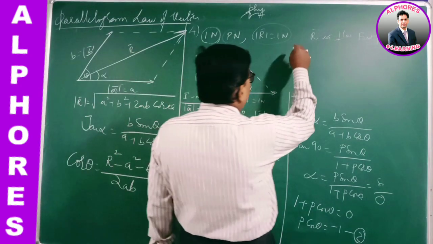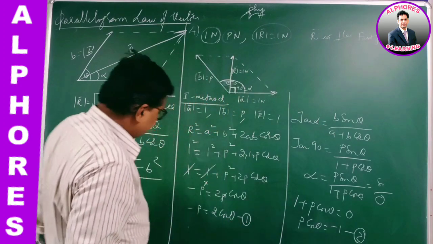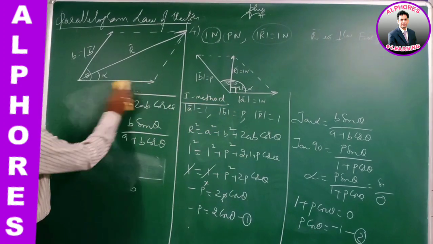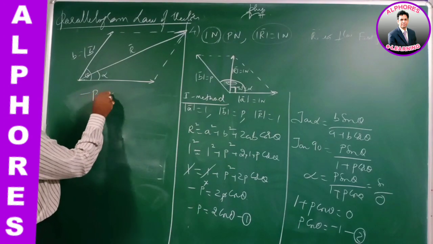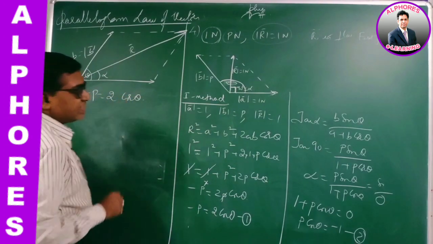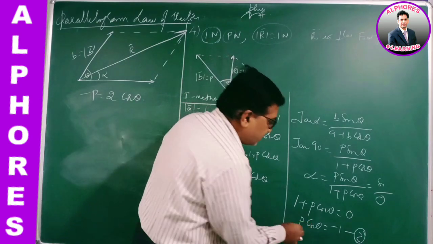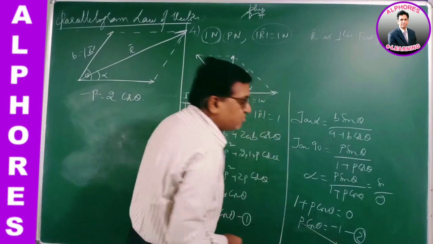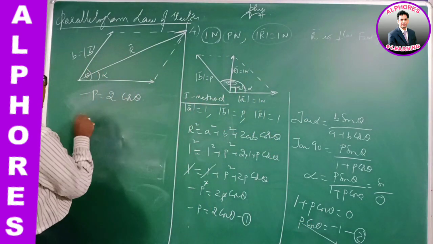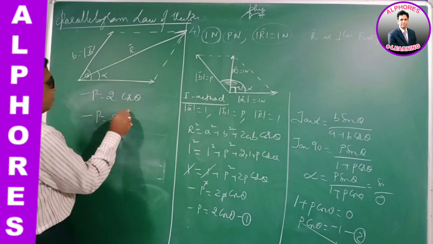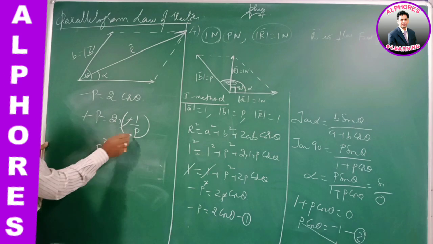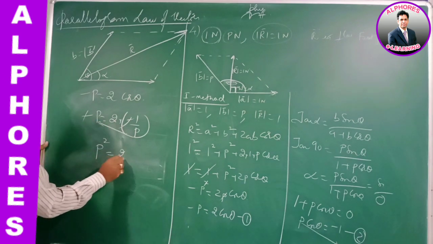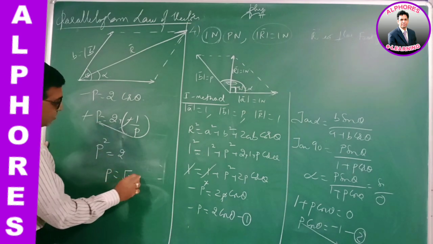Now from these two you can find out. The first relation is minus P is 2 into cos theta. In the second relation we got cos theta as minus 1 by P. So substituting, minus P is 2 times minus 1 by P. Minus minus cancel, so P square is 2. So P is root 2 Newton.